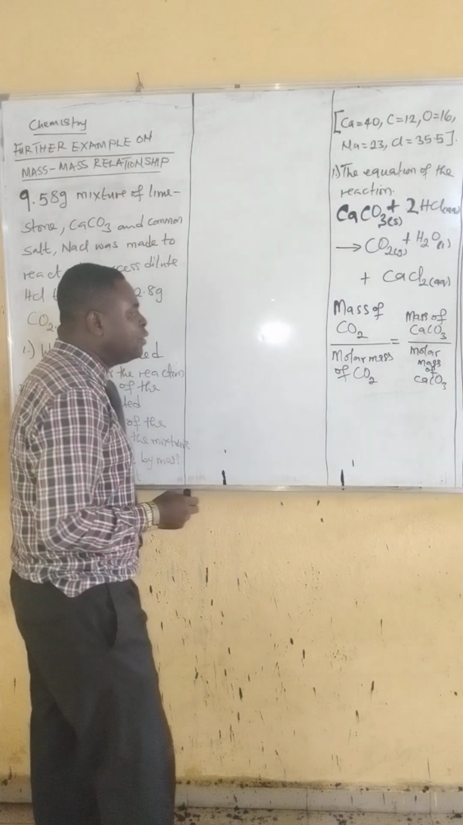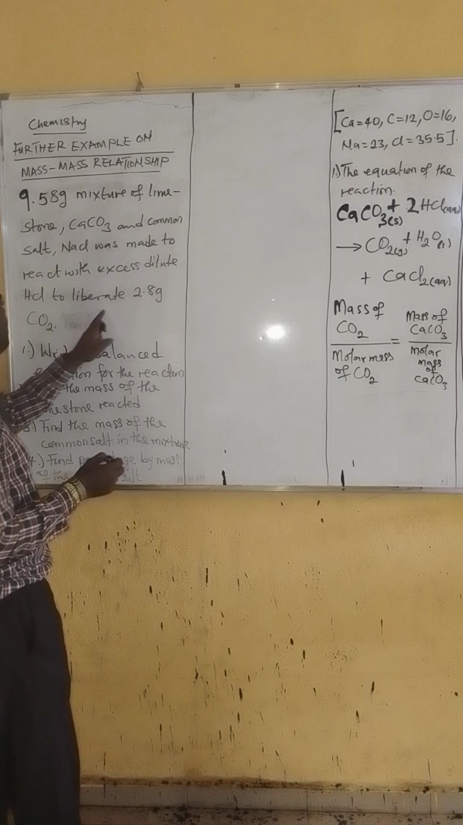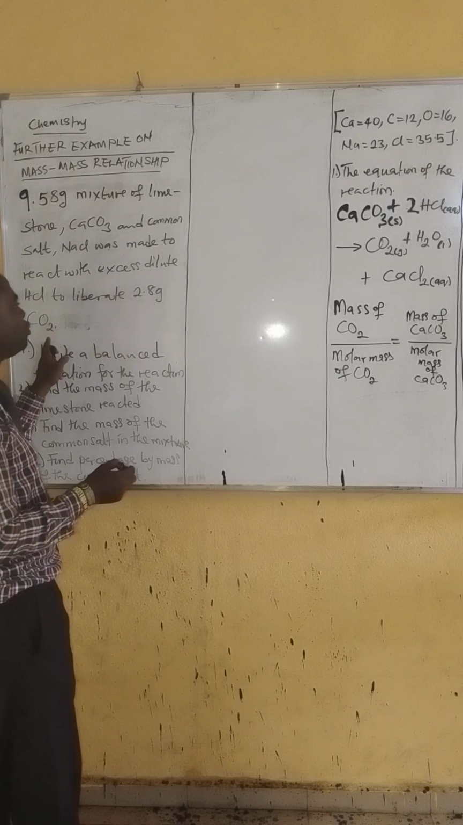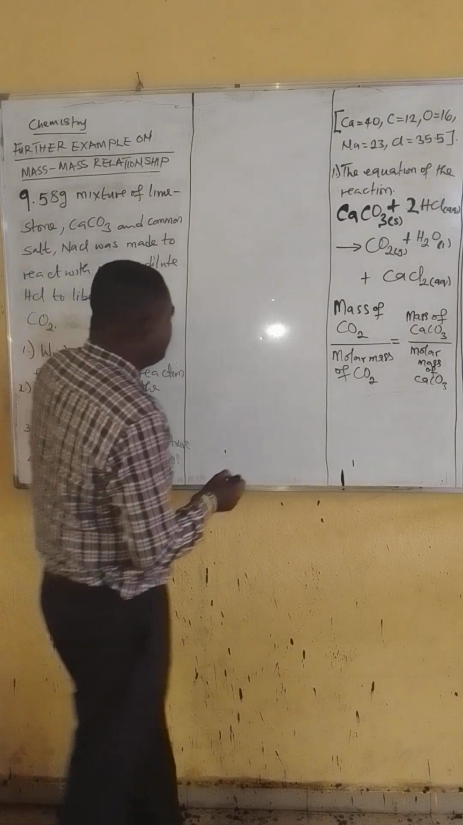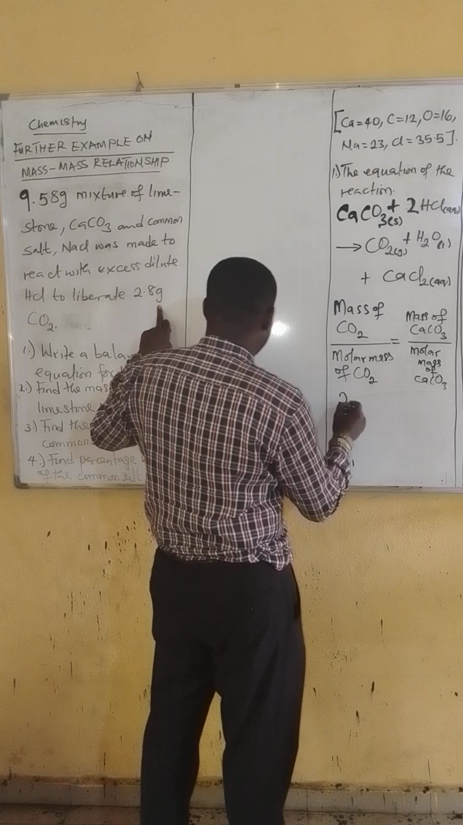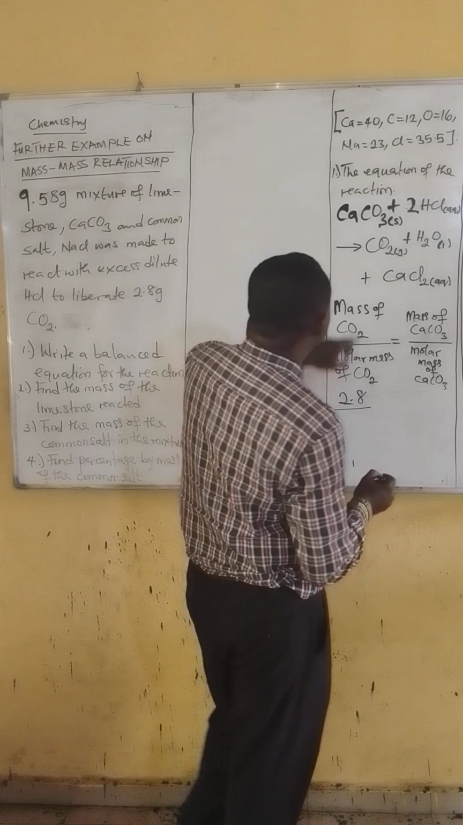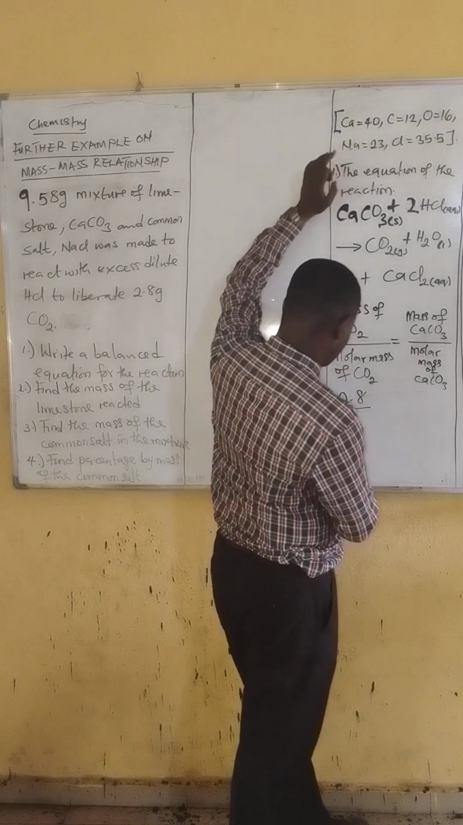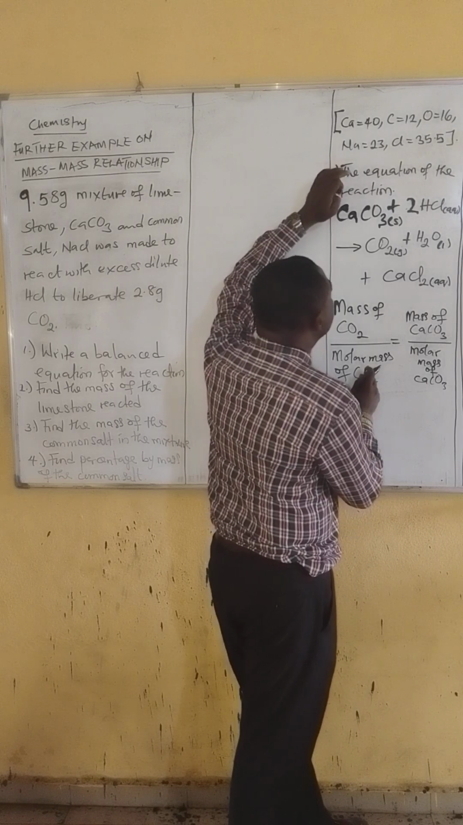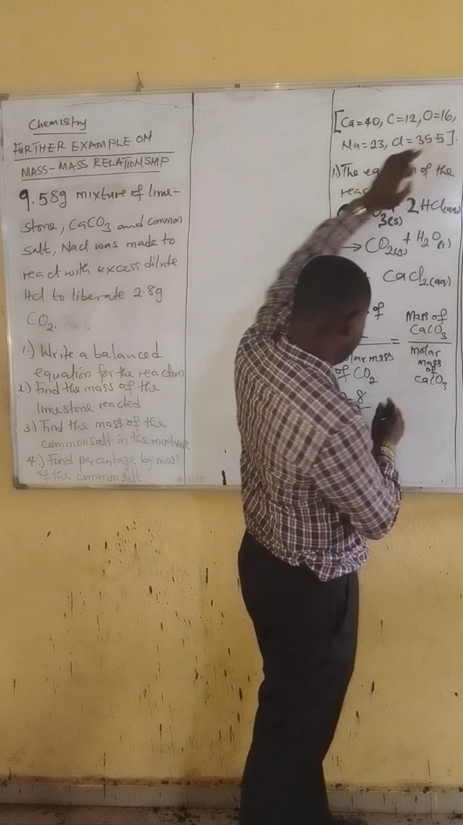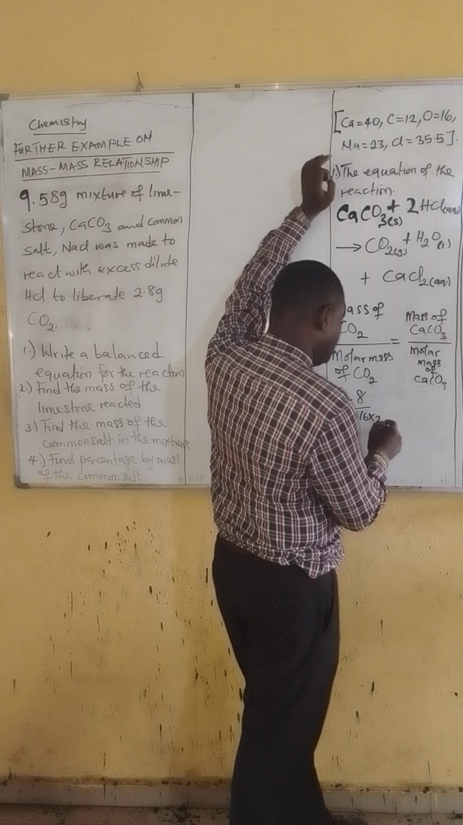Now, how do we get the mass of CO2 that has been given to us to liberate 2.8 gram CO2? Don't forget, gram is the SI unit of mass in chemistry. Now, in place of CO2, we put 2.8 over the molar mass of carbon dioxide. Carbon has been given to us to be 12. We represent this C with 12. Then we put plus oxygen. Oxygen is 16. We write 16, but in the formula we have 2 oxygen atoms, then we multiply by 2.